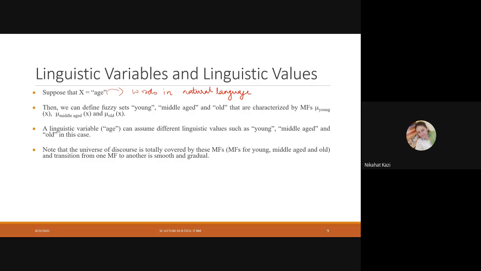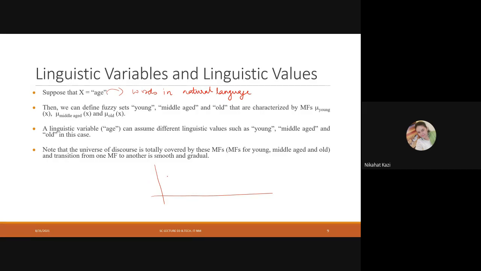So the universe of discourse is totally covered by these MFs, or membership functions. MFs for young, middle age, and old. And the transition from one MF to another is smooth and gradual. So later on, when you go for controller design or a fuzzy knowledge based system, suppose you're defining age. You say you're defining fuzzy sets young, middle aged, and old. Suppose these three fuzzy sets you're defining.